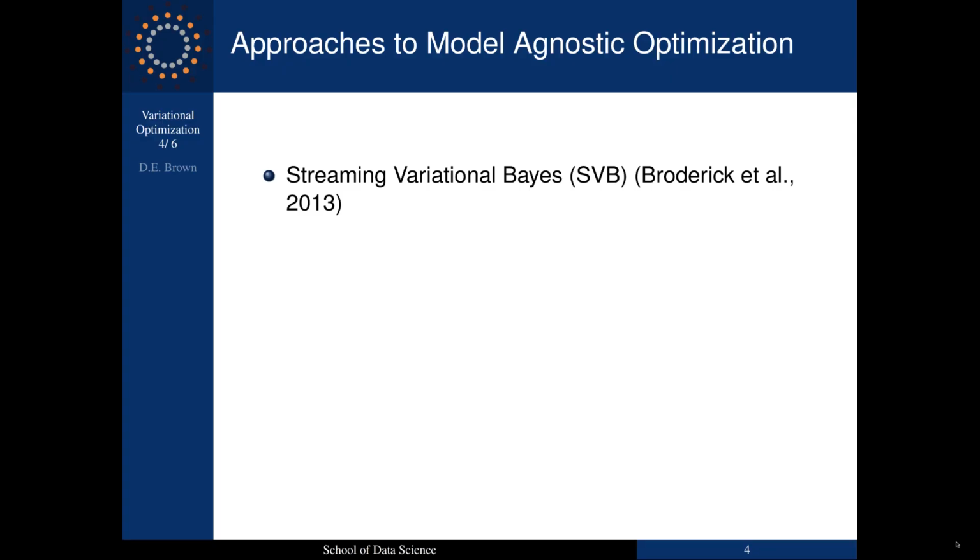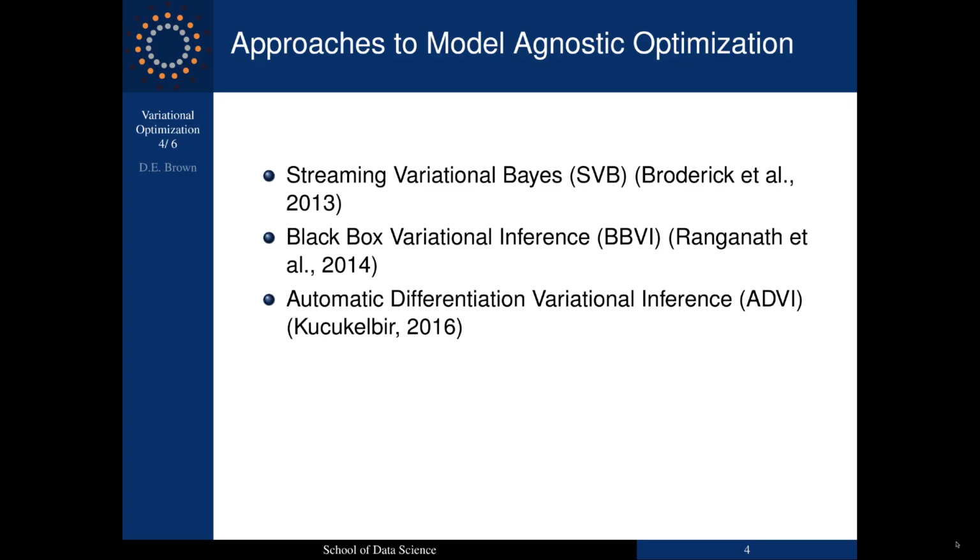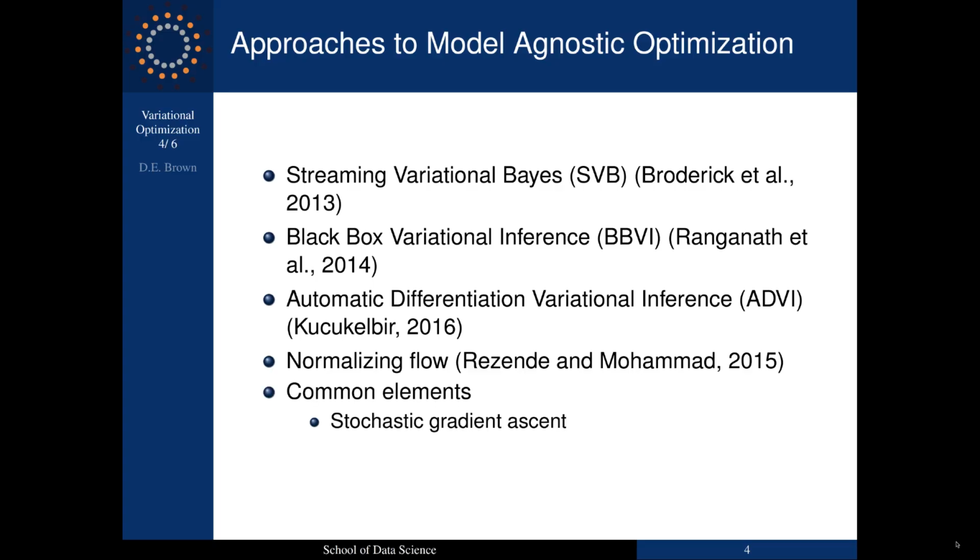Streaming variational Bayes, developed in 2013. Black box variational inference, developed in 2014. We're going to say more about this one in a minute. Automatic differentiation variational inference, or ADVI. We're going to say more about this one. This was developed in 2016. And normalizing flow, developed in 2015. Some common elements to these: stochastic gradient ascent is used in all of them. A mini-batch approach to stochastic gradient ascent is used in order to make things go faster.